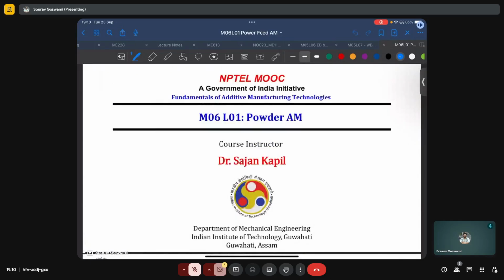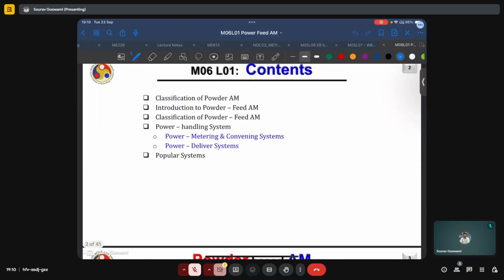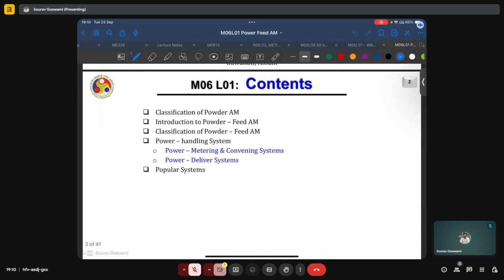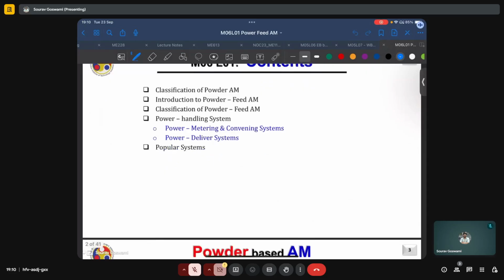Towards the end of this week, Professor Kapil also started discussing powder-based additive manufacturing processes. And the topics which will be looked at are the classification of powder AM, introduction to powder feed AM, classification of powder feed AM, powder handling systems, that is metering and conveying systems as well as delivery systems, and some of the popular machines which are commercialized.